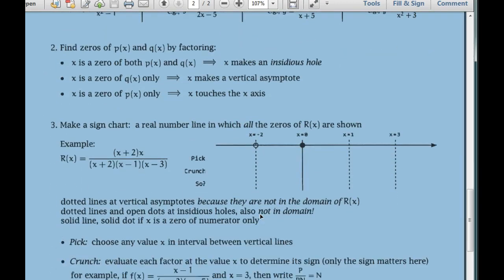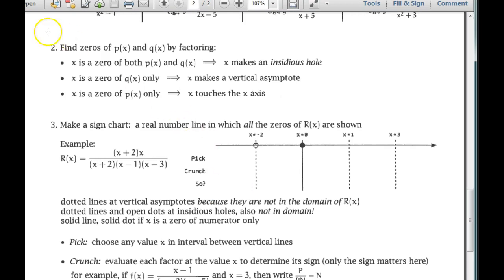Okay, great. So, back to the handout. It says the next thing to do is to find the zeros of both the numerator and denominator by factoring. Okay.